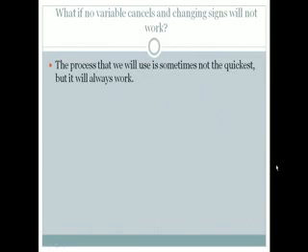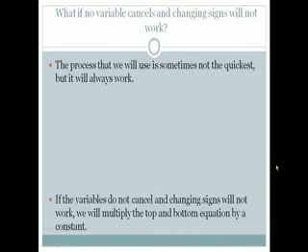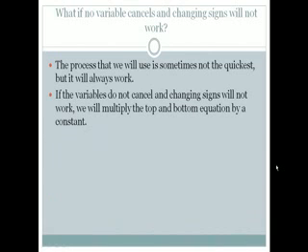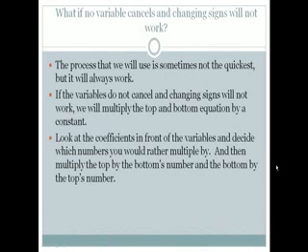Now, sometimes there's not going to be a variable that cancels automatically, and changing those signs will not work. So what do we need to do then? The process that we're going to use is sometimes not the quickest, but it will always work. If your variables do not cancel and changing the signs will not work, then we are going to have to multiply the top and the bottom equation by a constant.